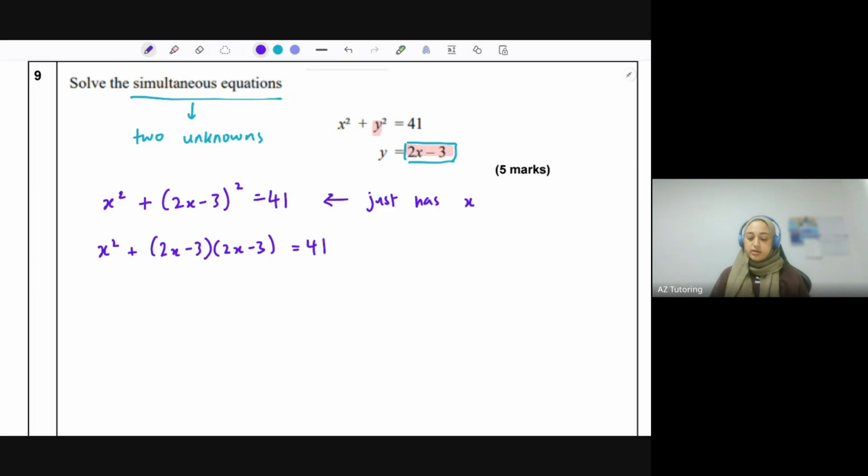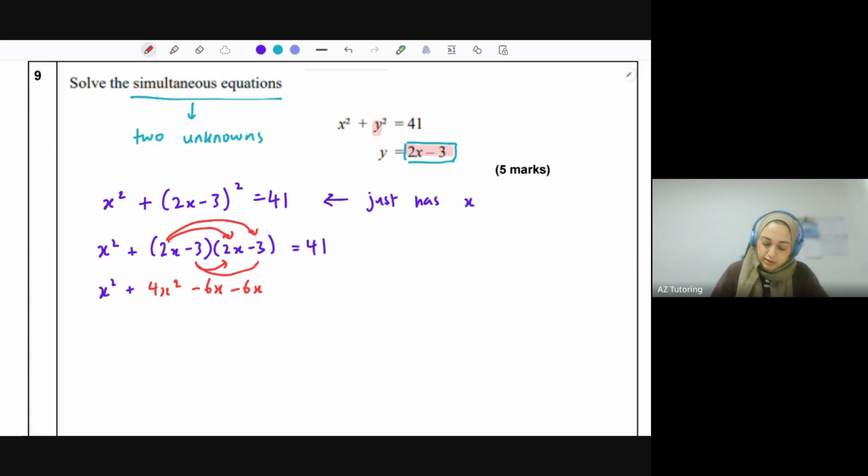So we're expanding this bracket here and we're expecting a quadratic. Let's expand. Now, some of you might have learned the grid method in school. Some of you might just expand by just using FOIL, which is what I'm going to do. So I'm going to do 2x times 2x. I'll do it in a different color so you can see. 2x times 2x, which is 4x squared. 2x times minus 3, minus 6x. Minus 3 times 2x is minus 6x again. And minus 3 times minus 3 is plus 9. And then that equals 41. So that's how you expand using the FOIL method.